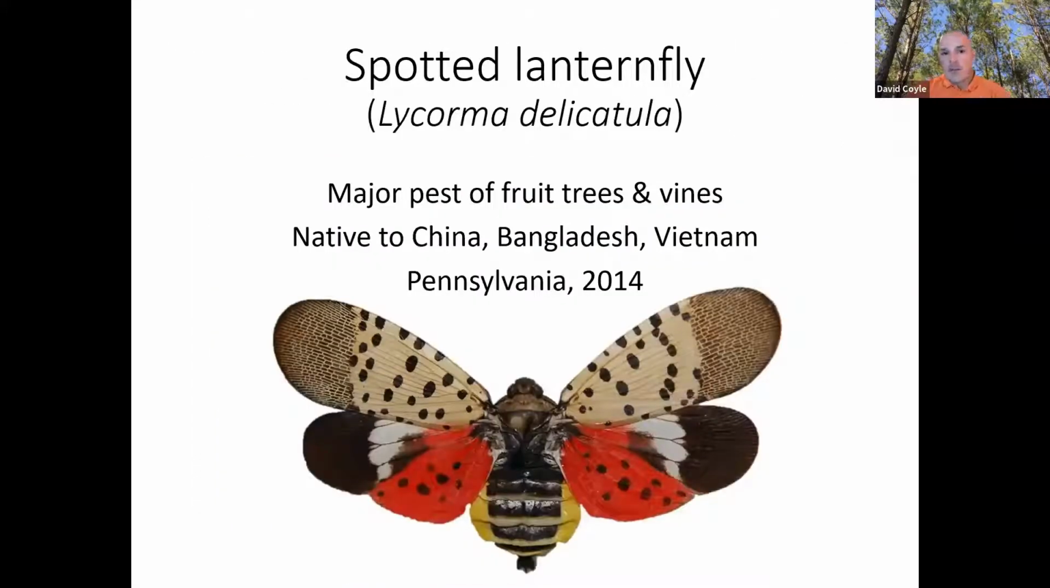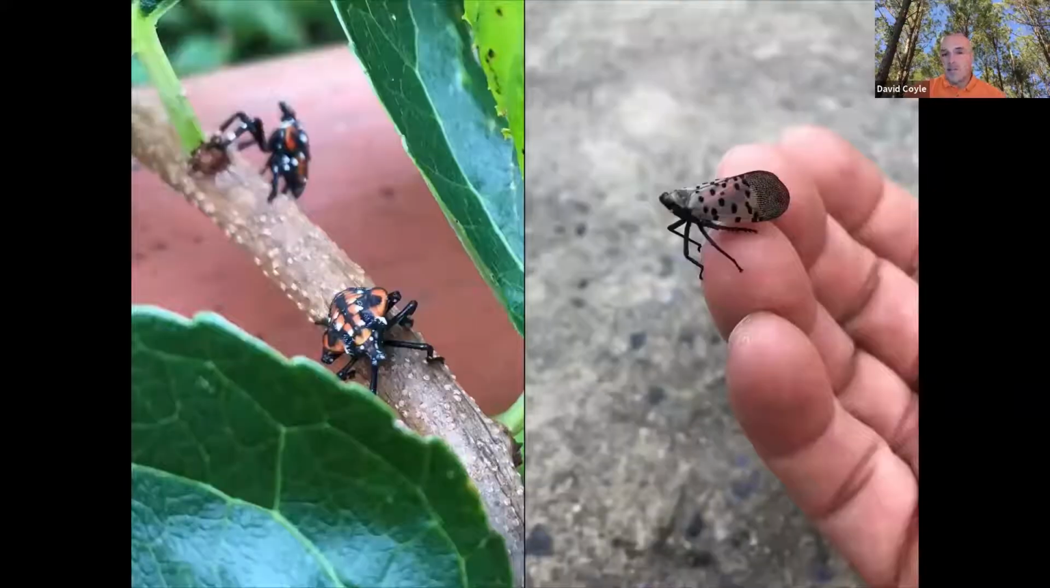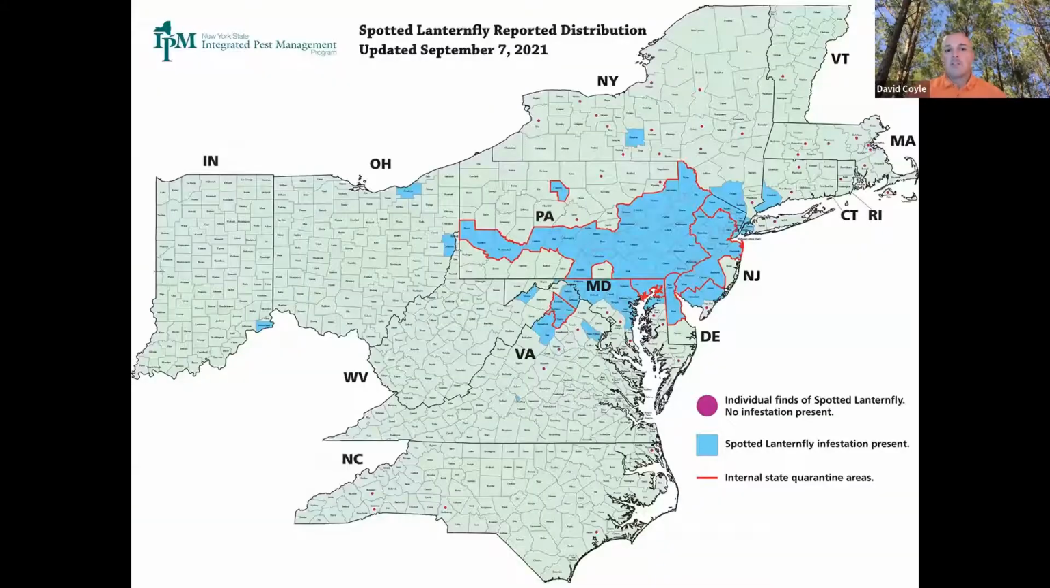There's also spotted lanternfly. This has made some big news the last few years. This is, again, native to Asia, first found in Pennsylvania in 2014. Fairly good sized thing. You see it here on my hand, and then also that's the adult on the right. The youngsters, the nymphs, do not have wings, but they are black, white, and bright red. Very easy to see.